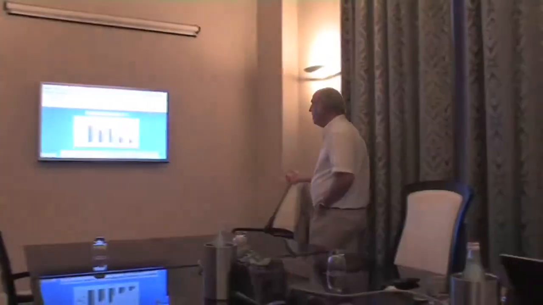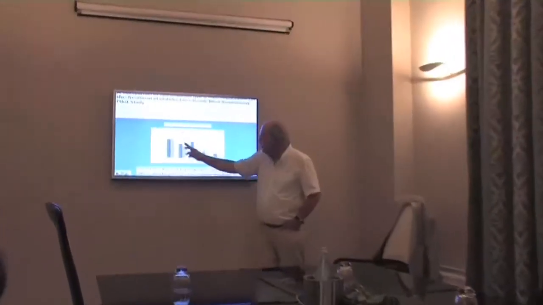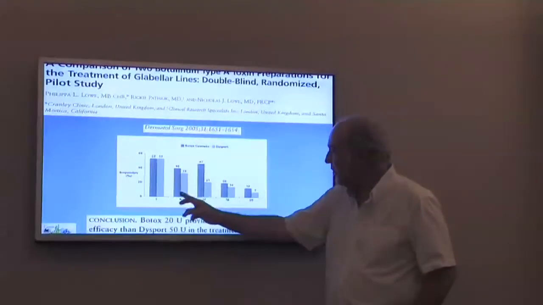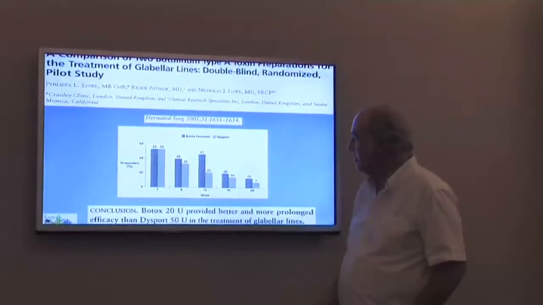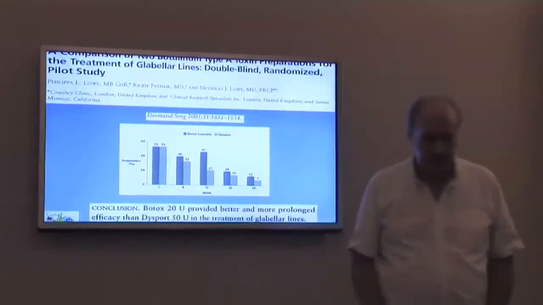Here's another reason. This is a very interesting study that Nick Lowe did a few years ago, trying to compare Dysport and Botox together. And he showed that, in his opinion, 20 units of Botox gave a better result than 50 units of Dysport. Okay? So it was the same at 2 weeks, and he had these data afterwards, 2, 8, 12, 16, 20 weeks. All right? Remember that, please. 2 weeks, 8 weeks, 12 weeks, 16. Right?